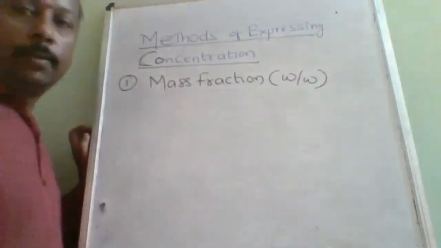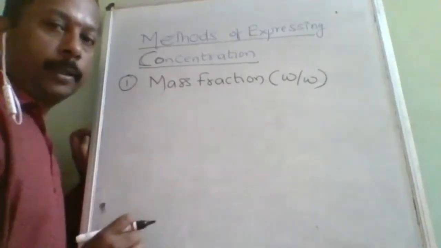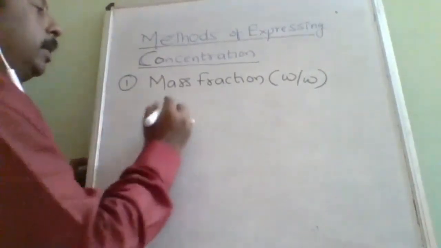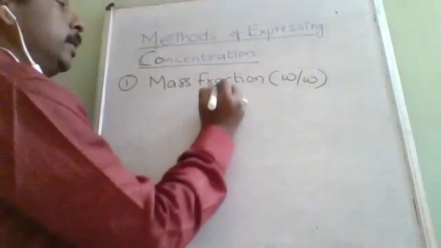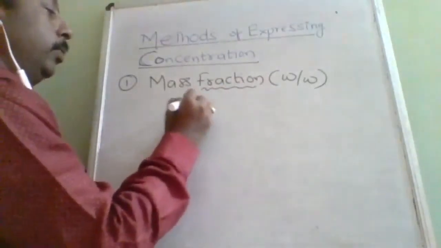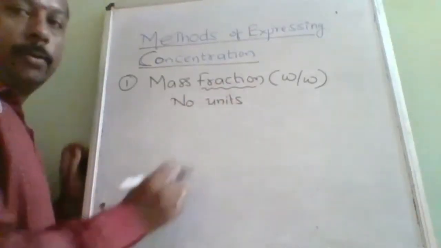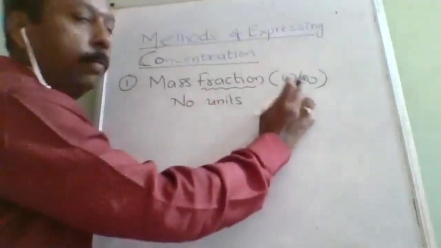Okay, with what is it denoted? W by W is the mass fraction. Now in mass fraction, as the word fraction is used, there won't be units, no units. What is mass fraction denoted with? It is denoted with W by W.